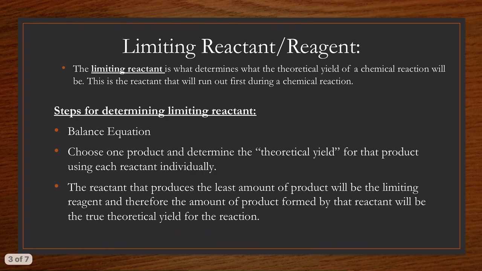So the first thing that we're going to talk about is the limiting reactant. And this reactant is what determines what the theoretical yield of a chemical reaction is actually going to be. And it's also the reactant that we run out of first in a chemical reaction.